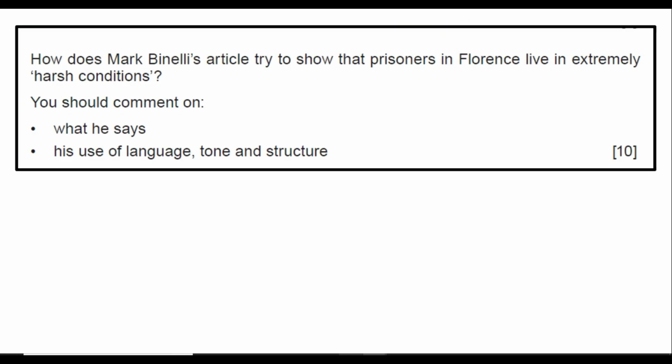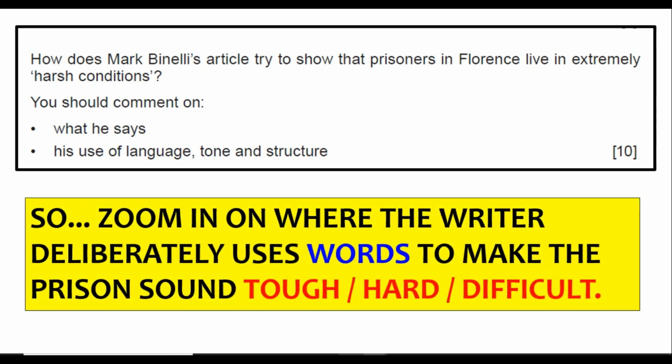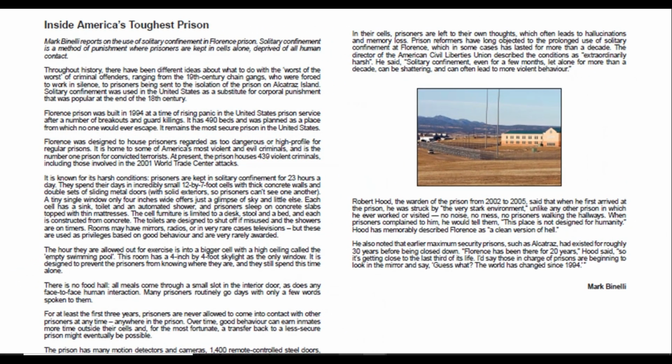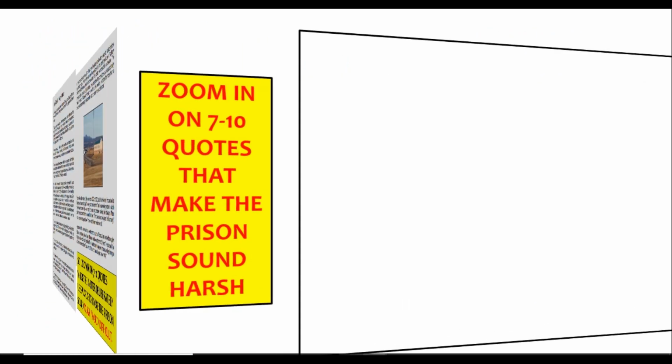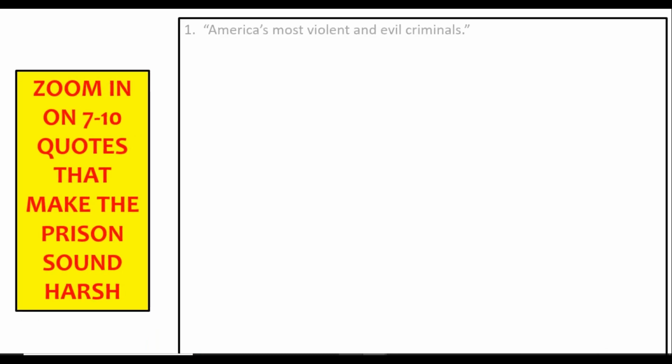Okay, so back to our question. How does the writer show that prisoners in Florence live in extremely harsh conditions? So you zoom in on, look at the article, and you're going to zoom in on any words where the writer deliberately uses words to make the prison sound tough, hard, or difficult. This is the text we're looking at. So like I say, if you've got the exam paper, try to find 7 to 10 quotes. These are the quotes I found.